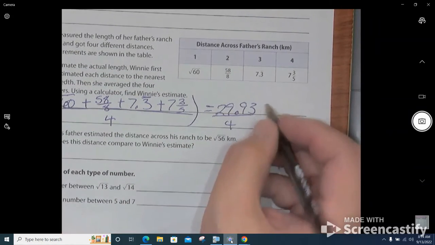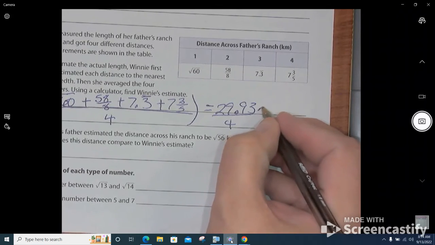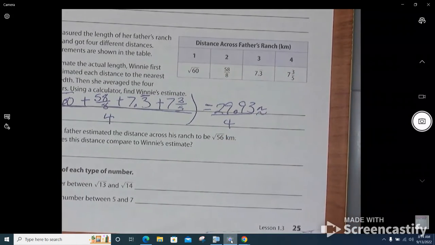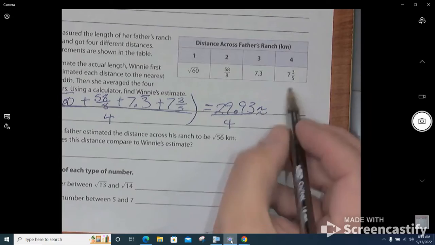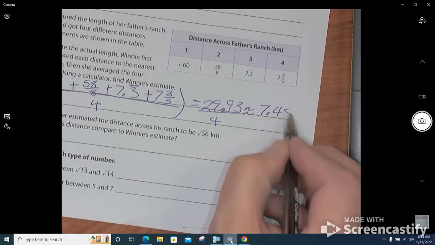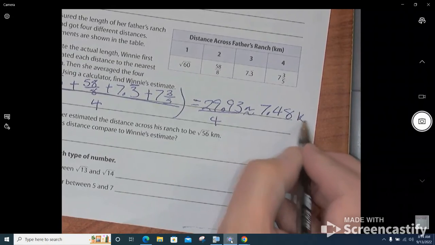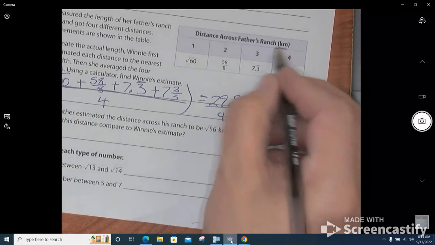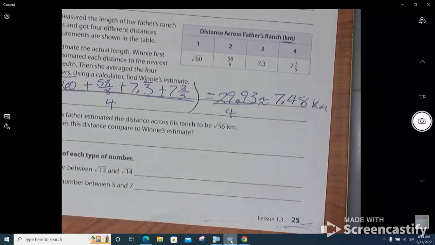So now, because we did some rounding, what you want to do is use a squiggly equal sign. That means that it's an approximate value. 7.48 kilometers, right? Because we're measuring kilometers. Okay? Did that help you guys? That's a lot of steps. Okay? Well, let's do part B.